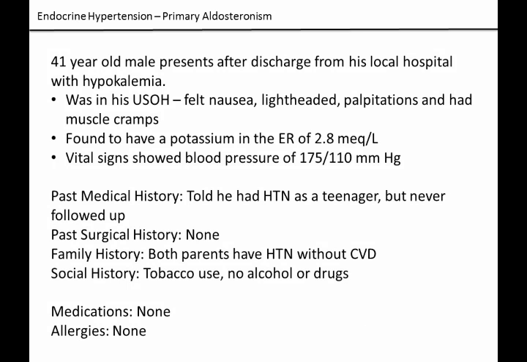So let's look at a case. All right, 41-year-old male presents after discharge from his local hospital with hypokalemia. He was in his usual state of health. Nausea, lightheadedness, palpitations, and muscle cramps all of a sudden developed. His potassium in the ER was 2.8. Vital signs showed hypertension. His prior history, he was told he had hypertension as a teenager, didn't follow up. Surgical history, none. Both parents have high blood pressure without cardiovascular disease, uses tobacco, no alcohol or drugs, no medicines, and no drug allergy.